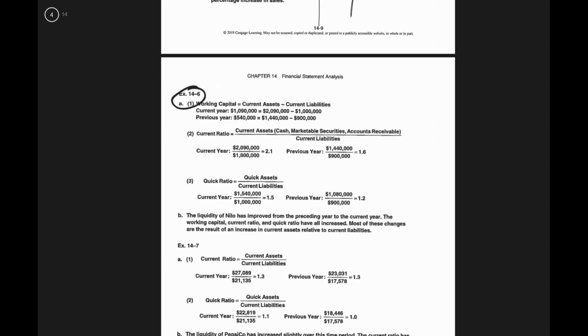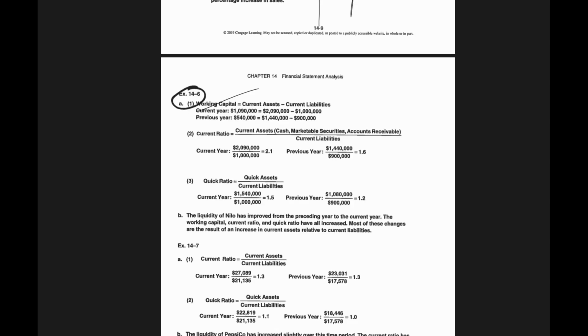All right, moving on now to some of our ratios. Number 6, in this problem it says here, determine for each year the working capital, current ratio, and the quick ratio. And in this video, I'll probably always do just one of the years, knowing that it's exactly the same for the next year. So working capital is simply just taking current assets, 2,090,000, minus current liabilities, 1,090,000. So in the current year, you're looking at 1,090,000. All right.